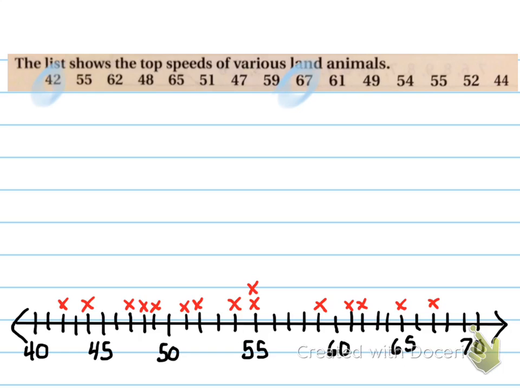Now, where is most of my data? Most of my data occurs right in here in the 50 to 55 mile per hour range. So that shows that the top speeds of most of the land animals are between 50 and 55 miles per hour. Our top speed would be right here at 67. The slowest animal would be down here at 42. Double check your number line with your line plot, make corrections if you need to, and we'll work on this some more in class.